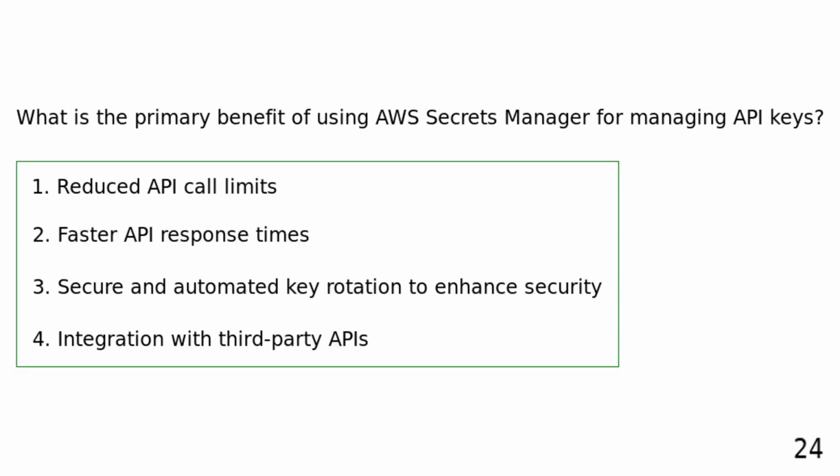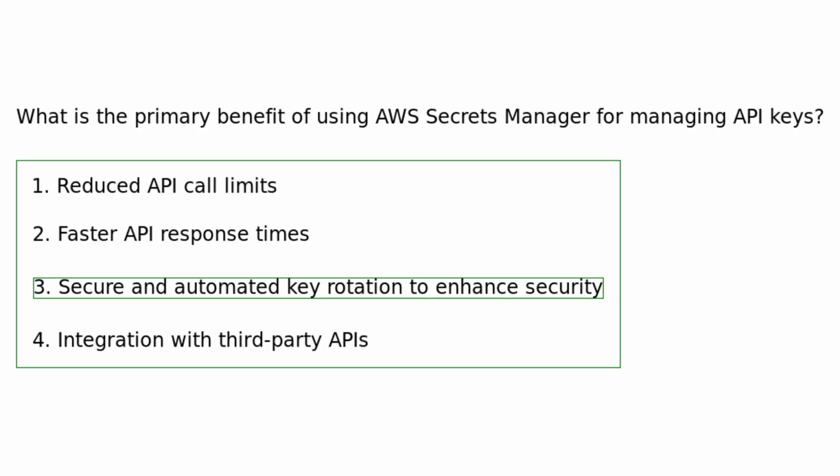What is the primary benefit of using AWS Secrets Manager for managing API keys? Reduced API call limits. Faster API response times. Secure and automated key rotation to enhance security. Integration with third-party APIs. AWS Secrets Manager provides secure and automated key rotation for API keys, improving security by regularly updating access credentials.